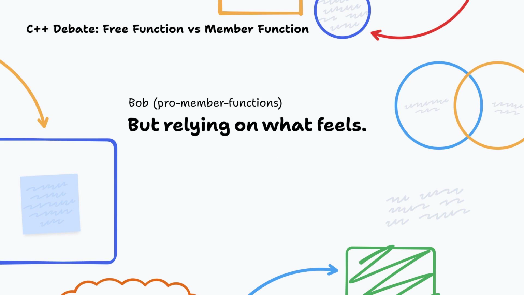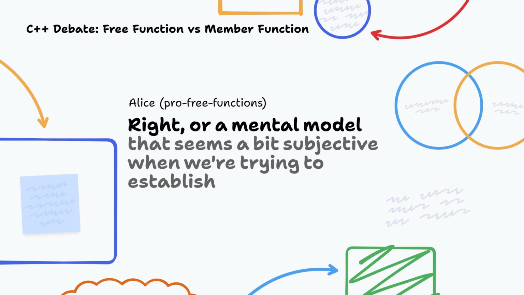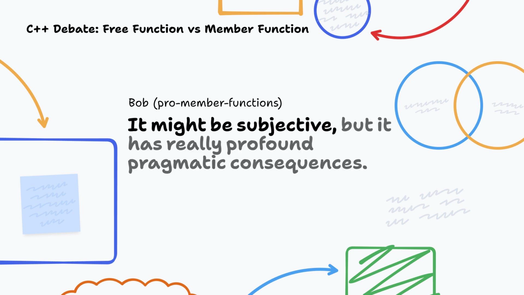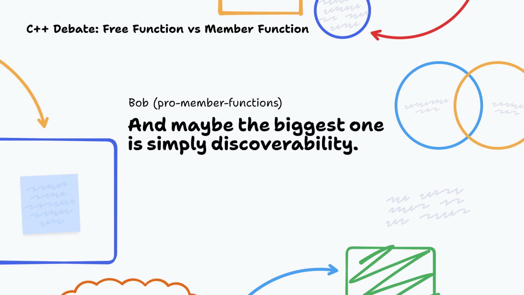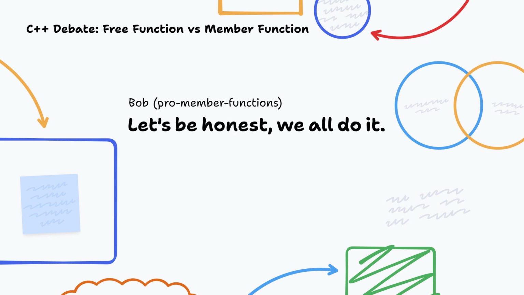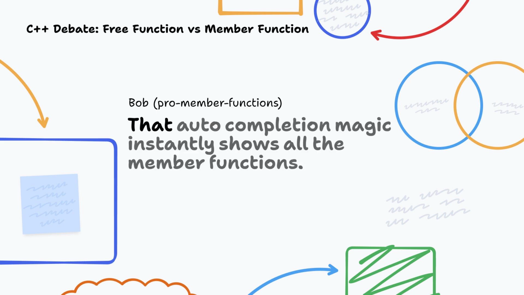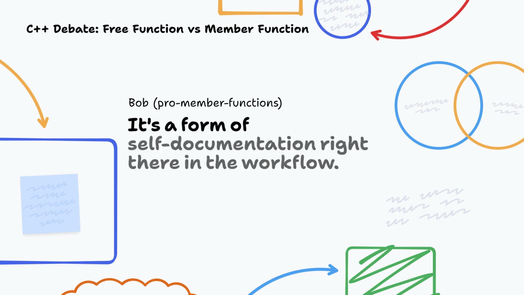But relying on what feels right, or a mental model, seems a bit subjective when we're trying to establish solid architectural principles, doesn't it? It might be subjective, but it has really profound, pragmatic consequences. And maybe the biggest one is simply discoverability. Let's be honest, we all do it. You type the object's name, you hit the period key, and you expect the IDE to tell you what you can do. That auto-completion magic instantly shows all the member functions. It's a form of self-documentation right there in the workflow.